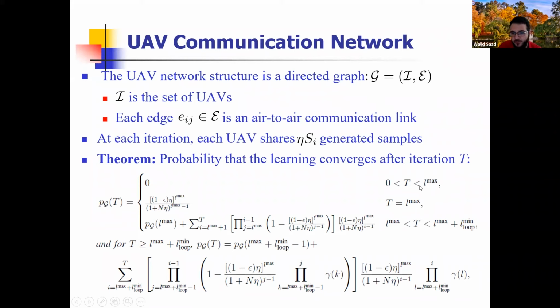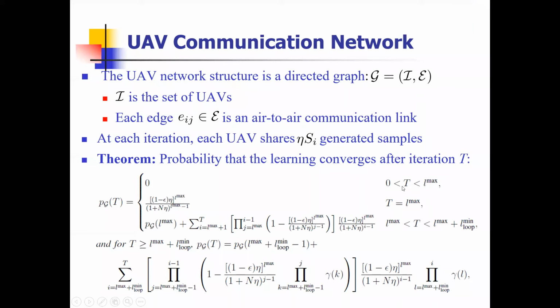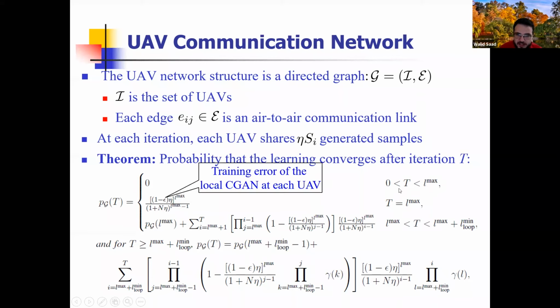So the first observation is that your probability of convergence increases when the shortest path is larger, and that kind of makes sense. But it has different behaviors in different regimes. So if your number of iterations is below the maximum shortest path, then the probability of convergence is 0. This is not an interesting case. BGAN doesn't work in that case.